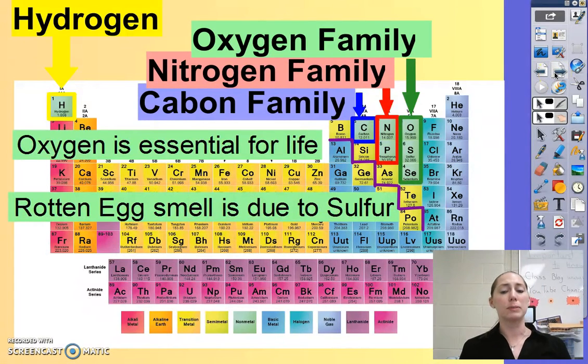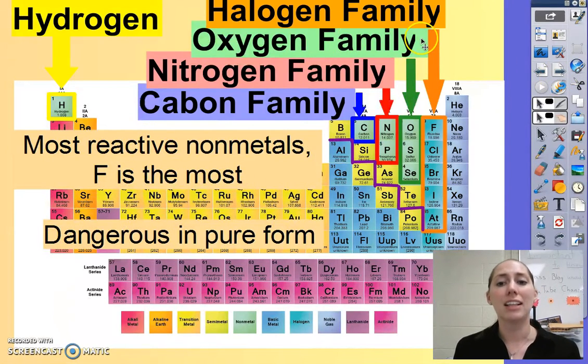Then we've got in group 16 our oxygen family, and our nonmetals in that family are oxygen, sulfur, and selenium. Oxygen, as you know, is essential for life, and if you've ever had that rotten egg smell, that's due to sulfur. So, always handy there. Our group 17 is our halogen family.